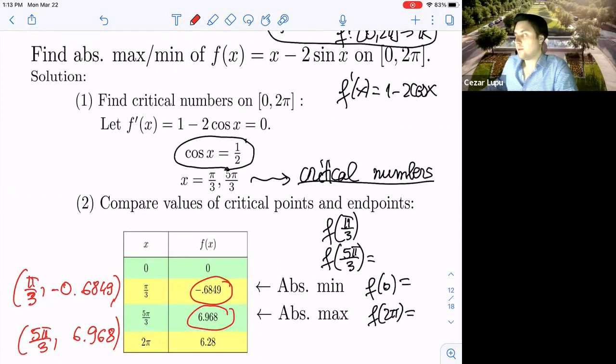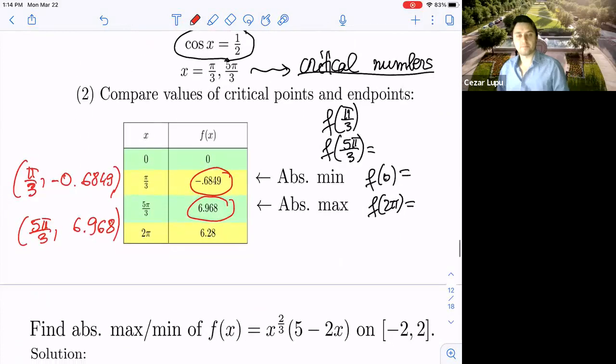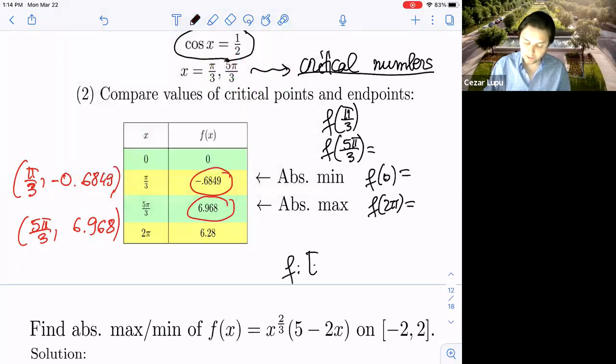All right. Let's see another example. If there are no questions, I would like you to think of the following example. I need to find the absolute max and absolute min for this function. The function f is given by x to the power 2/3 times 5 minus 2x, and f is defined on the interval negative 2, 2, with real values. So think about it for a bit.